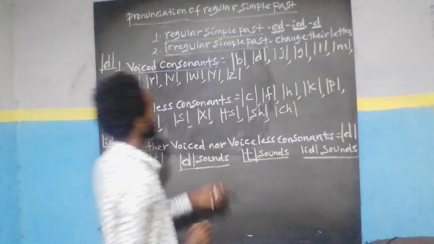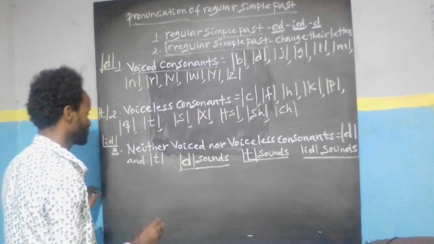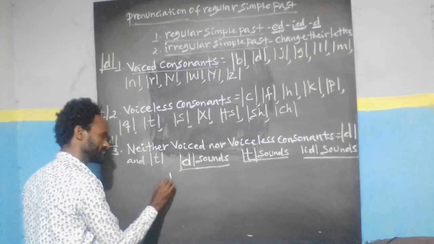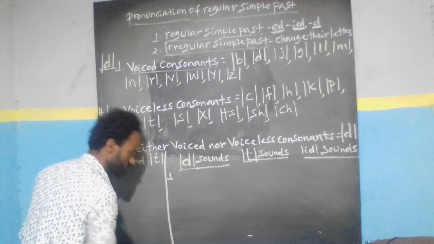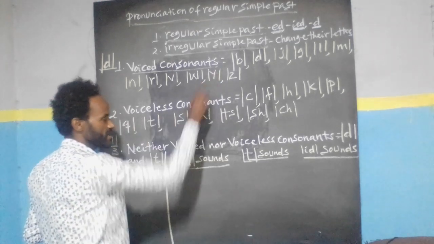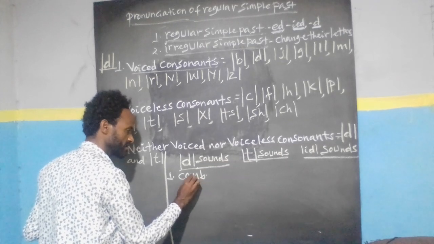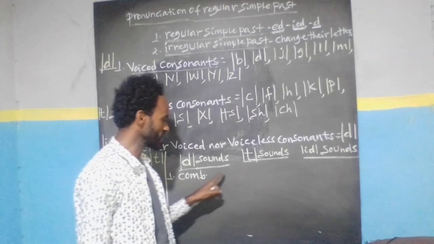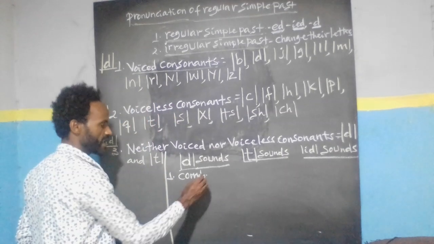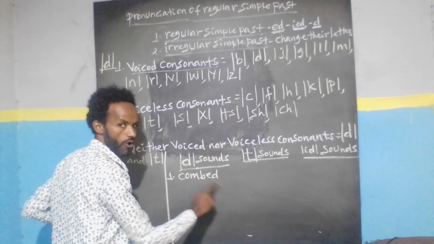Okay, look class. The first one is what? It says what? B. For example, if you take the verb, number 1, this verb ends with B. Let me say comb. Yes? Comb is a regular verb. When I change this one into the simple past, I simply add ed. Yes? It becomes what? Combed.